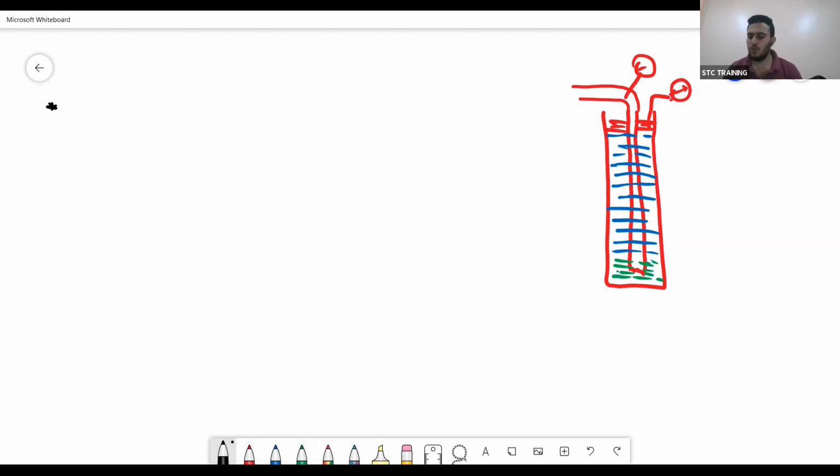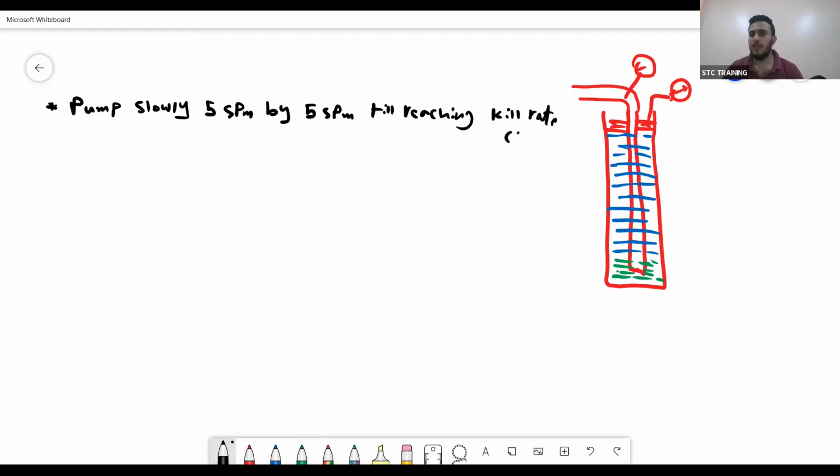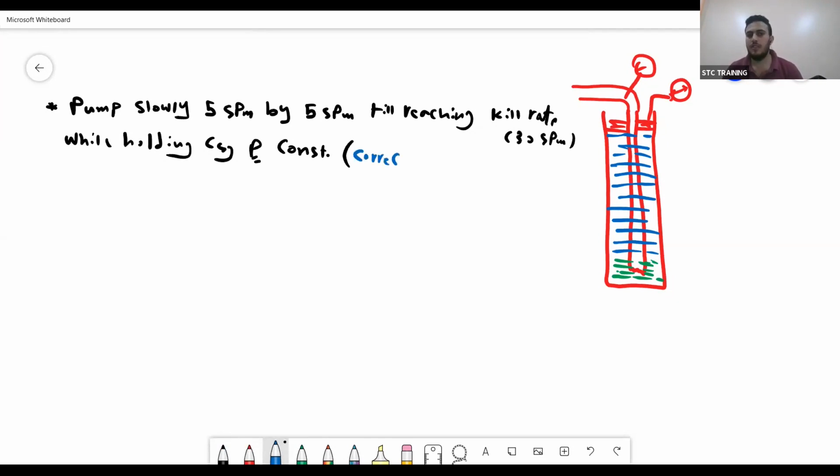So let's write the specific steps to make the correct procedure. Number one is to pump slowly, 5 SPM by 5 SPM, until reaching kill rate, say for example 30 SPM, while holding casing pressure constant. Okay, this is called the correct startup procedure.